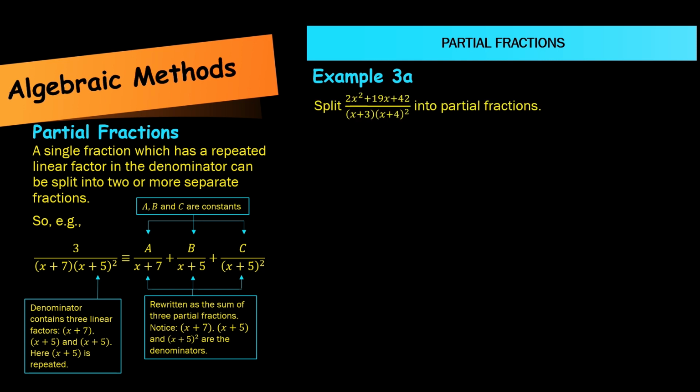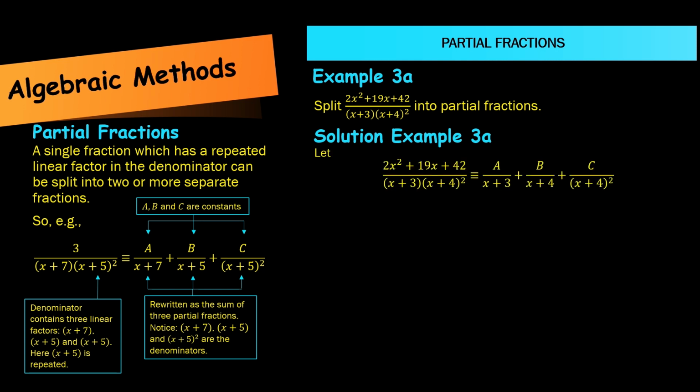We are required to split the fraction shown into partial fractions. Pause the video and have a go. Press play when you're ready to view the solution. So let's solve this. We're going to begin by letting this fraction be identical to a over x plus 3 plus b over x plus 4 plus c over x plus 4 all squared, for some constants a, b and c.